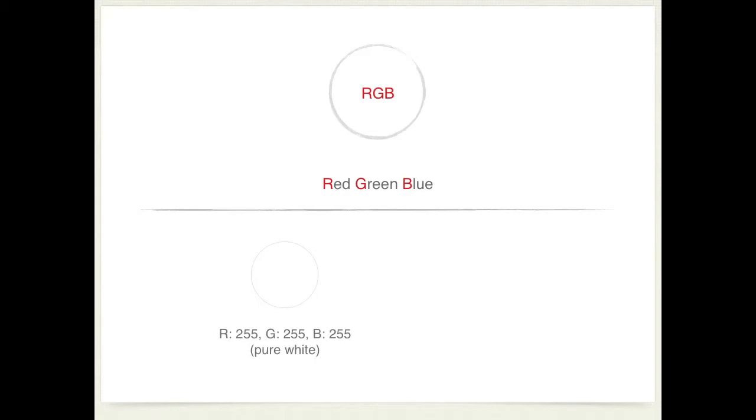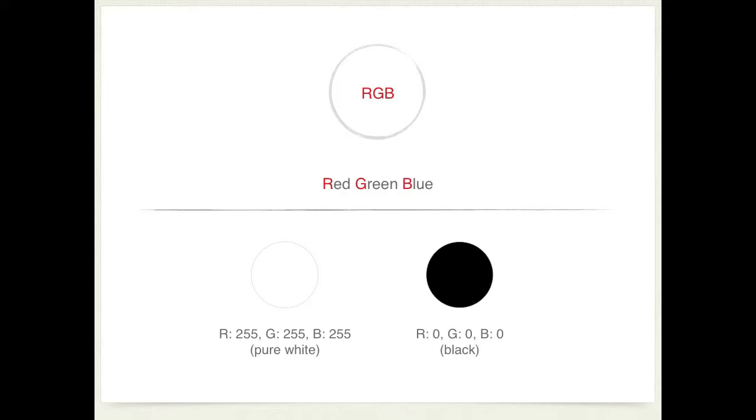255 for R, G, and B, so for red, green, and blue. This one means pure white. So the color has red, green, and blue at full value, 255. So by combining the three primary colors, we get white. In contrast, R0, G0, and B0 means black. It's the absence of the three primary colors.